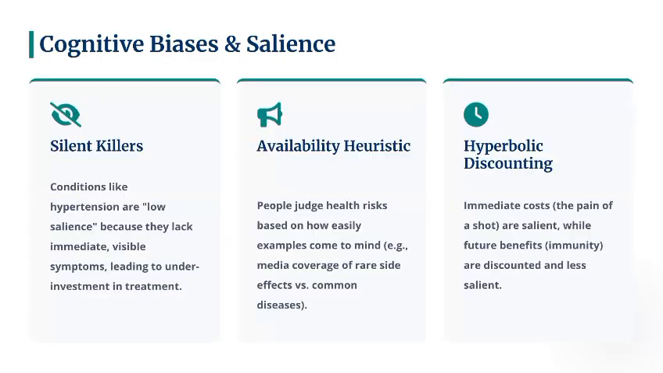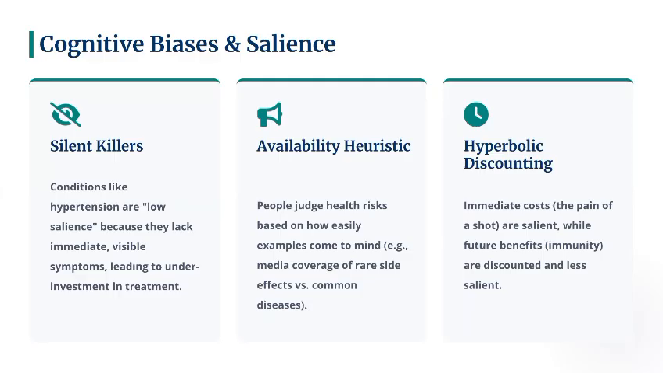Next we have cognitive bias and salience. Why do we underinvest in treating hypertension? Because it's a silent killer. With low salience, no visible symptoms, we also suffer from hyperbolic discounting: the immediate, salient pain of a needle prick feels bigger than the future abstract benefit of not getting sick. Silent killers. Conditions like hypertension are low salience because they lack immediate visible symptoms, leading to underinvestment in treatments.